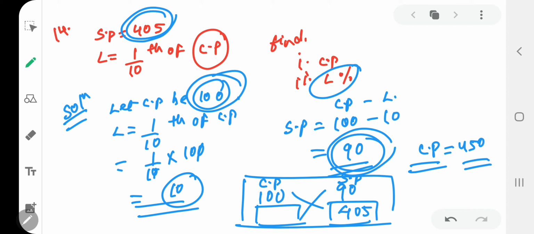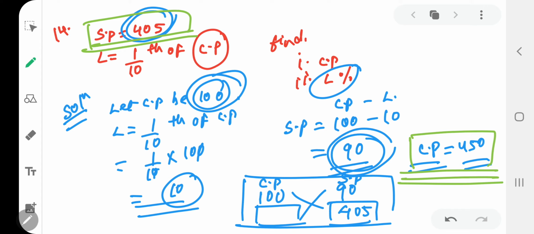So once I am getting CP after cross multiplication as 450, what I'll be doing? I have to find the loss percent. Do I have loss in my hand? No. I have to now compare this CP with my real SP and get the loss. So CP is 450, SP is 405. That means your loss is 45.